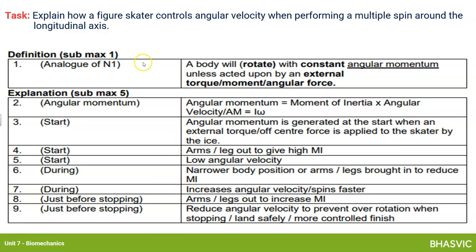There's an A-level mark scheme you can take a look at. It breaks down this question: Explain how a figure skater controls angular velocity when performing a multiple spin around the longitudinal axis. Exactly what we've been talking about.